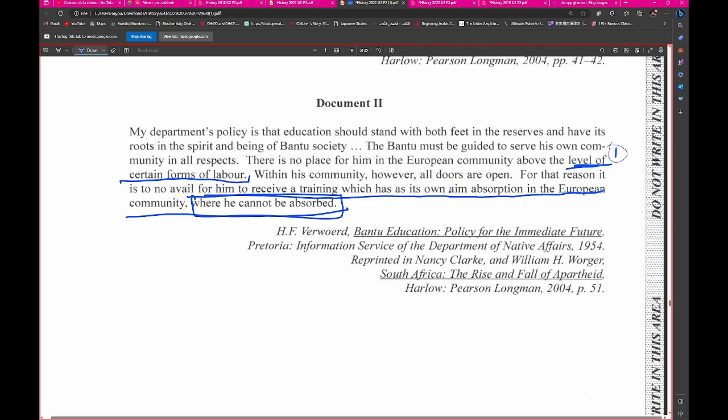So that's one found so far. Anything else we can find? There's no place for him in the European community above the level of... Yeah, we saw that. I don't know if you want to link it to the roots and spirit of being Bantu, saying that the Bantu society is lesser overall, and therefore they should receive this type of education.